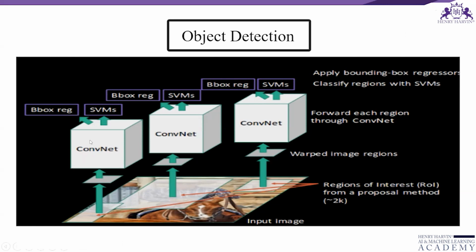So what we can see here is one convolutional neural network, and you can see the B-box regression and SVMs, and then again the B-box regression and SVMs, and then B-box regression and SVMs. So it applies bounding box regressors, and then it classifies the regions with SVMs. Here it forwards each region through the convolutional network. So basically this is what is happening. This is the region of interest.